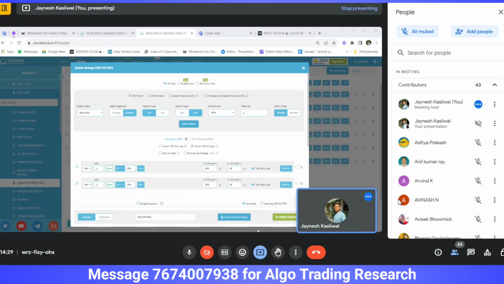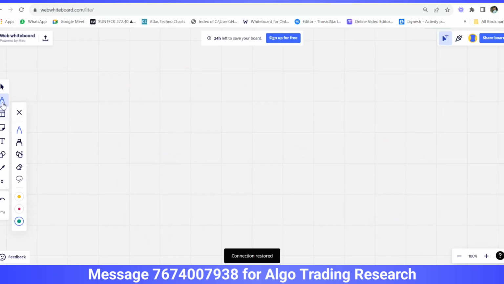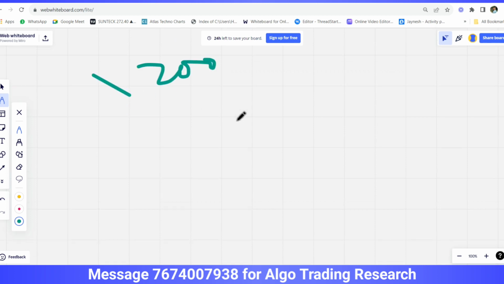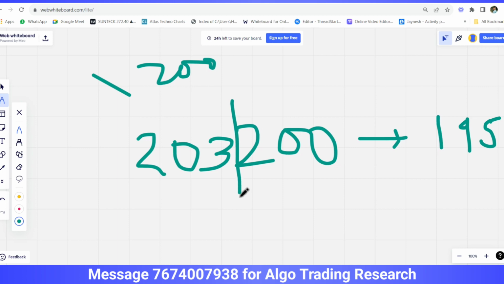Does anyone have an idea, if I take premium equal to 200, near to 200, what could be the problems? I will tell you. If you use premium near to 200 here, the problem is that in the live market there could be two scenarios. This is the 200 rupee premium. There could be a premium that is, let's say, 195 rupees, just a random hypothetical situation. This happens. There could also be a premium that is 203 rupees.